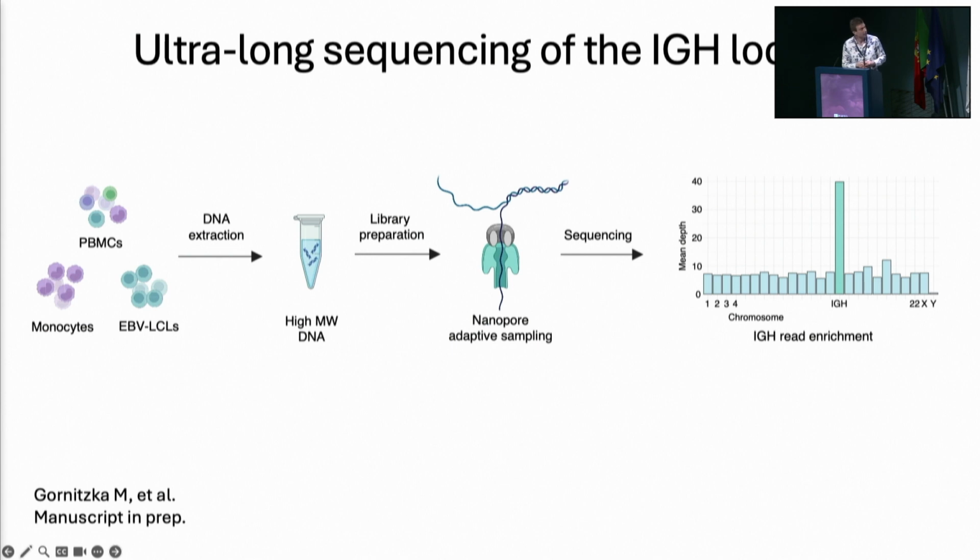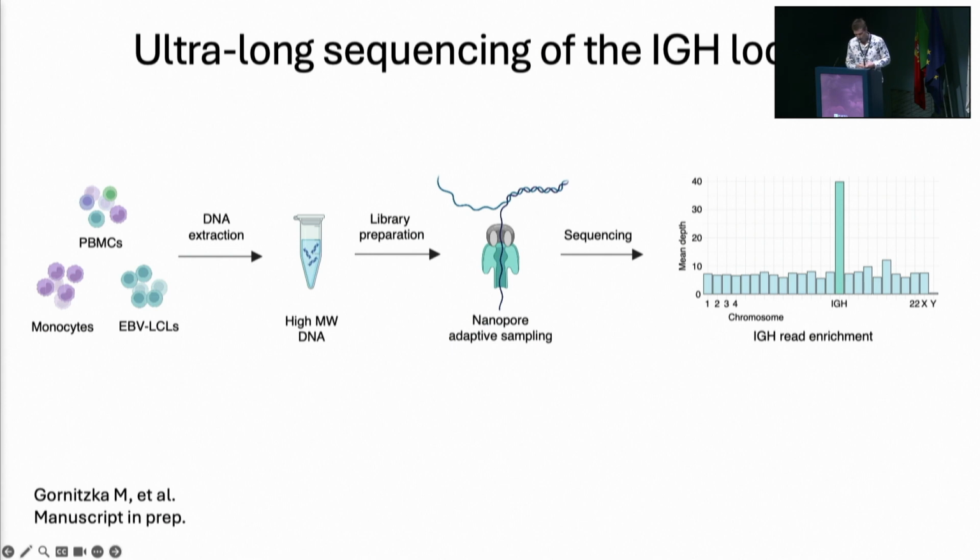The genomic DNA is sequenced on a nanopore Promethion sequencer. Nanopore sequencing works in such a way that the DNA is moved through a pore, creating differences in electric current that are interpreted as different bases. And we also use an option that is known as adaptive sampling.